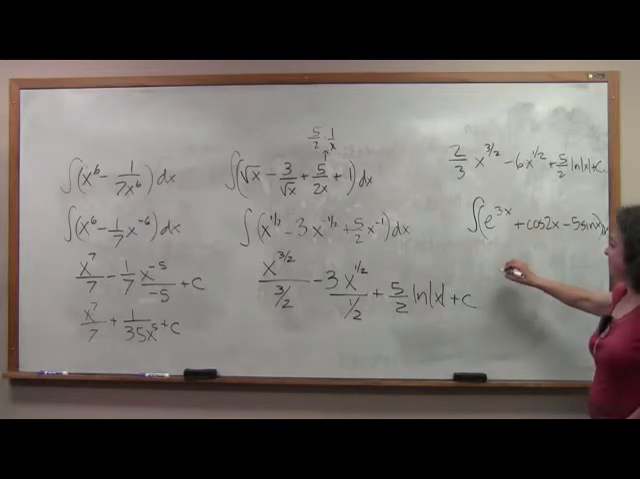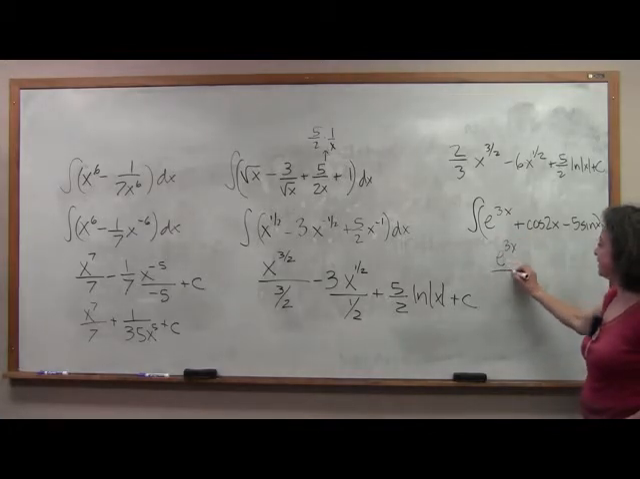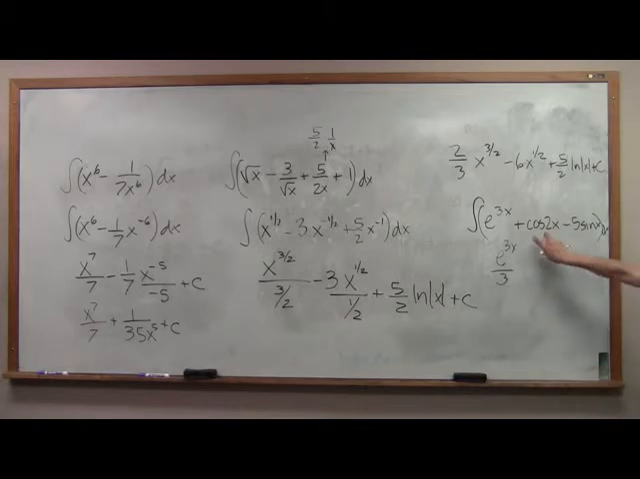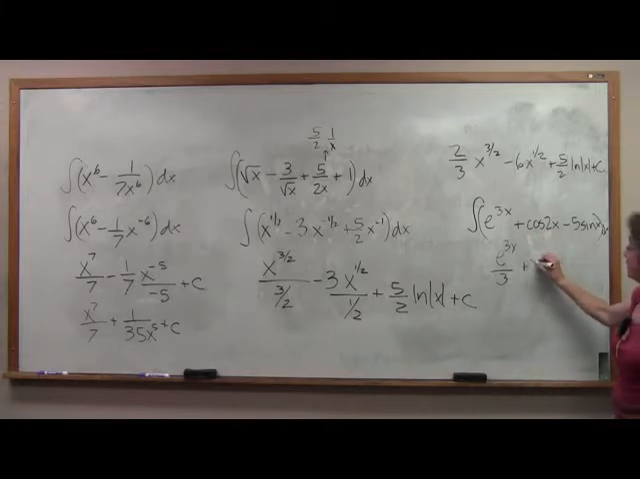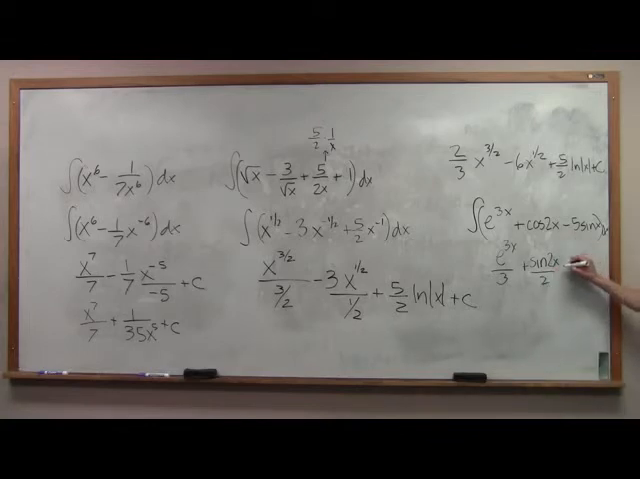So what's the antiderivative of e to the 3x? It's e to the 3x over 3. What is the antiderivative of the cosine? Well, who has a derivative equal to cosine? Sine does. So we would say plus sine 2x over 2. This last term, I have a minus. I rewrite my number out in front. And who has a derivative equal to sine? Negative cosine. Well, negative times a negative is a positive, so I'd say plus 5 cosine x plus a constant.